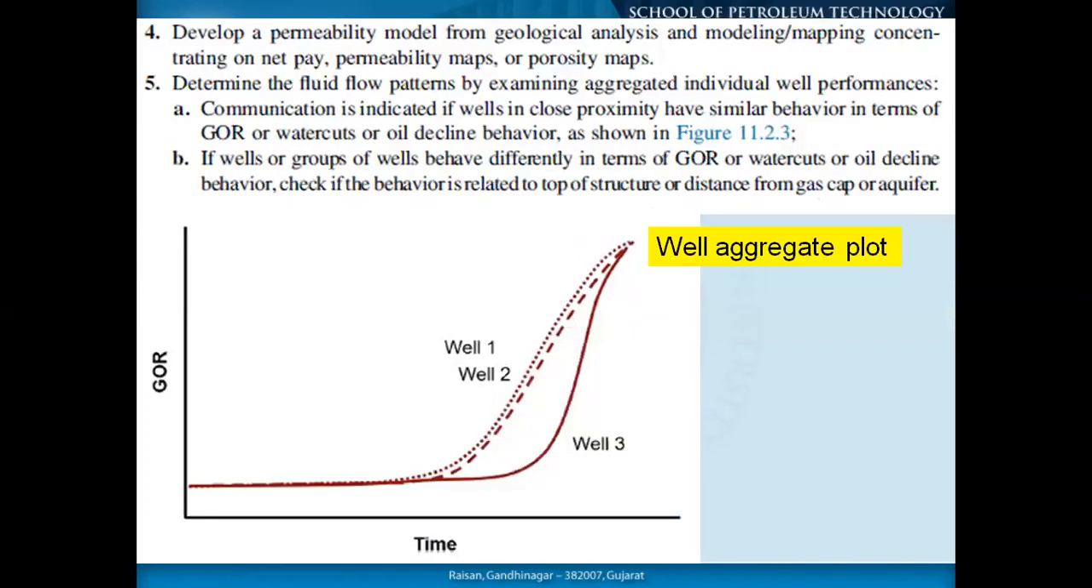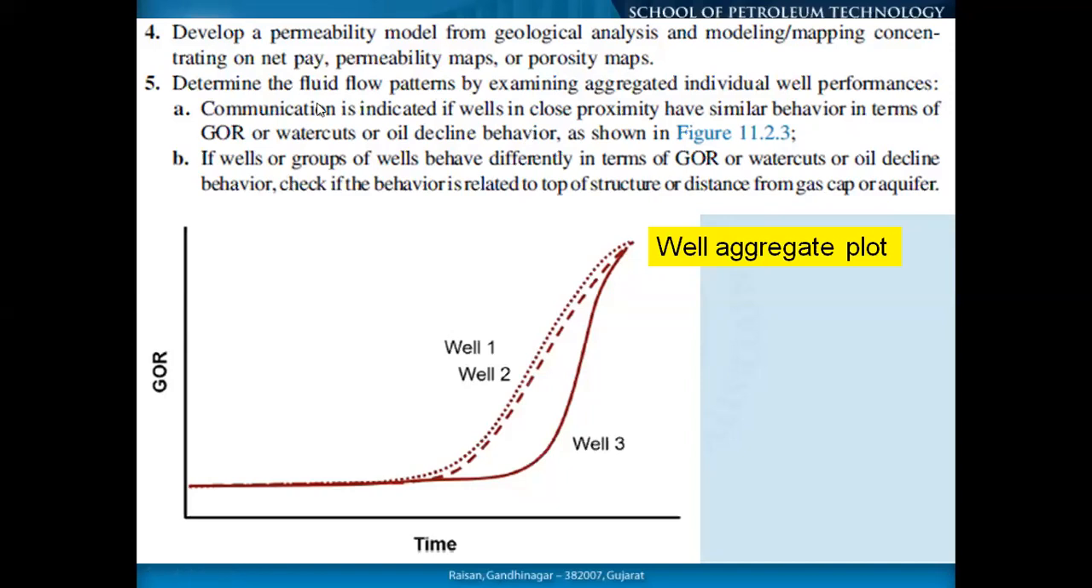Okay. So now develop a permeability model from geological analysis and modeling mapping, concentrating on net pay, permeability maps, and porosity maps. We have discussed this already during our last semester and this semester. What you need to understand is how to take the well information to your three-dimensional reservoir information. That means you need to upscale your information. There you need to put in the geological information to understand your different maps, particularly the net pay thickness map, permeability map, and porosity map. This will give us information on how the porosity is distributed throughout your reservoir, and how the permeability varies in each and every domain of your reservoir.